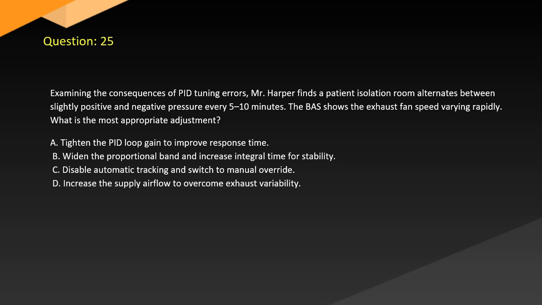A. Tighten the PID loop gain to improve response time. B. Widen the proportional band and increase integral time for stability. C. Disable automatic tracking and switch to manual override. D. Increase the supply airflow to overcome exhaust variability.